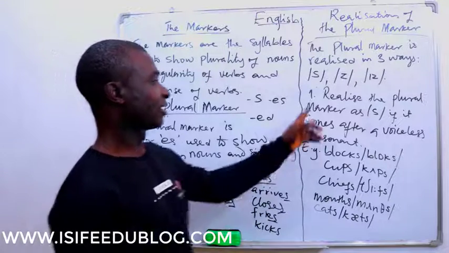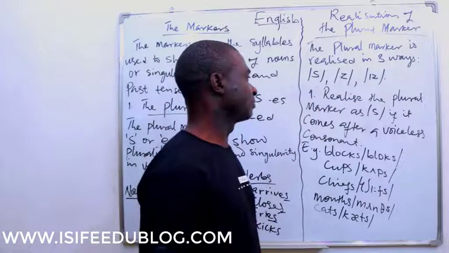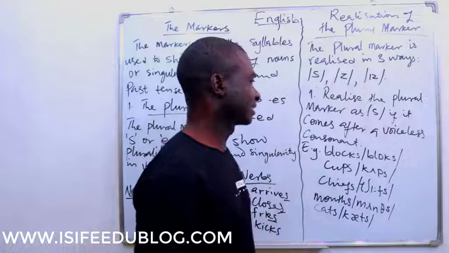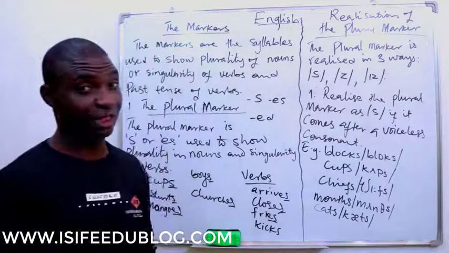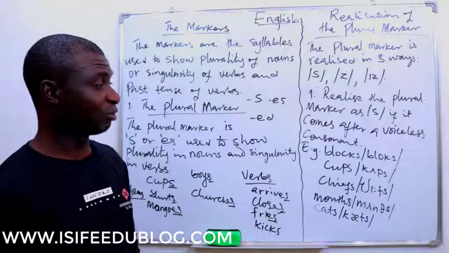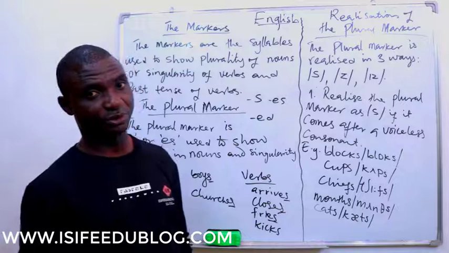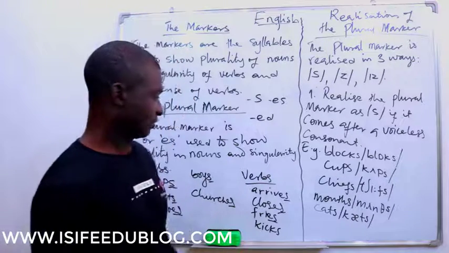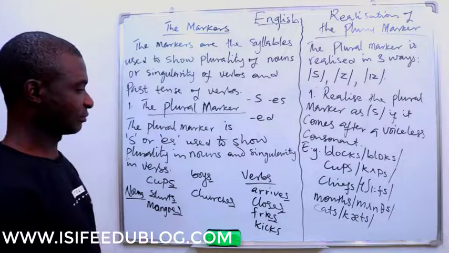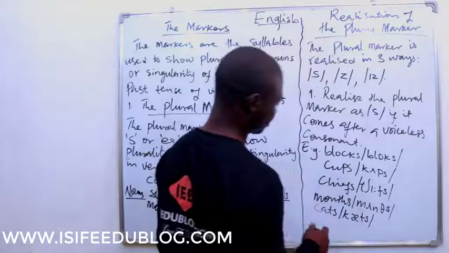Now, number one, realize the plural marker as S. It comes after a voiceless consonant. Not all voiceless consonants anyway. Mostly the plosives. Alright? Not the fricatives or the affricates. Now, look at what we mean.